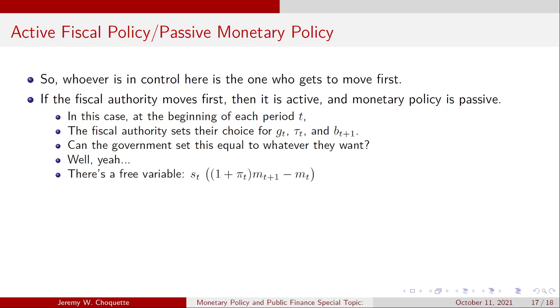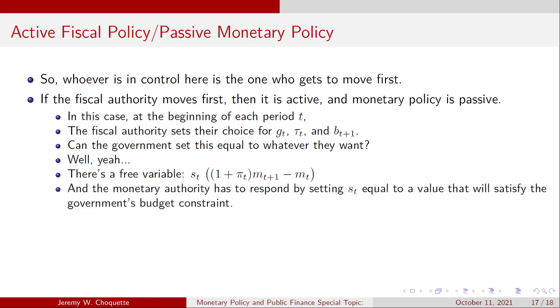Seniorage is given by that flow of money, right? Now, the monetary authority has to respond by setting seniorage equal to a value that satisfies the government's budget constraint. So the government can go, we're going to spend whatever we want, because we're going to set G, tau, and B, right?